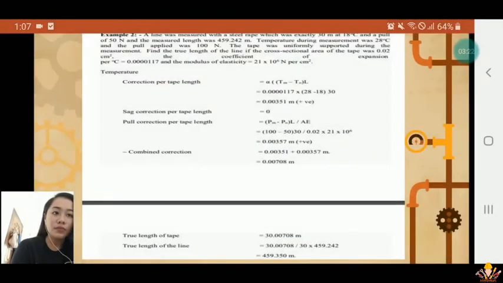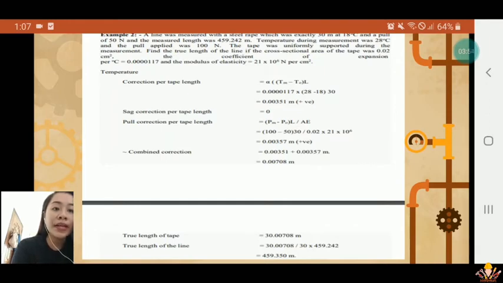So we have the temperature correction per tape length equal to α times (T sub M minus T sub O) times L. Given there, α is equal to 0.0000117 times (28 minus 18) multiplied by 30. So you have 0.00351 meters. So your sagging correction is 0.